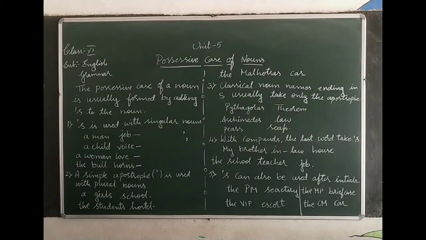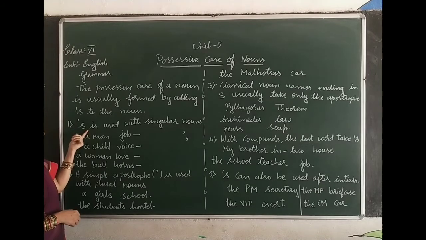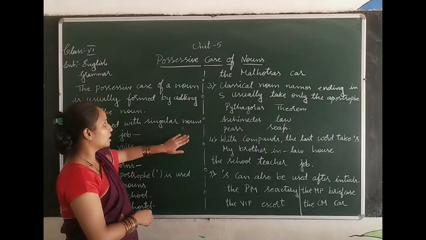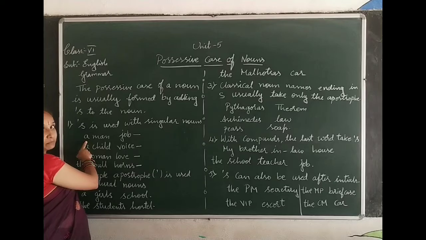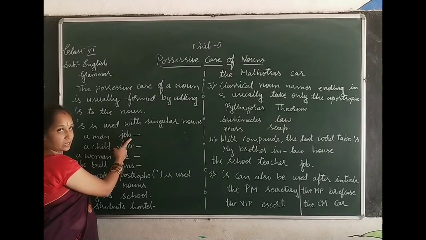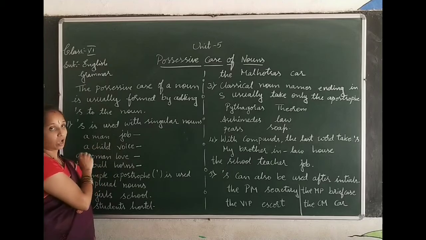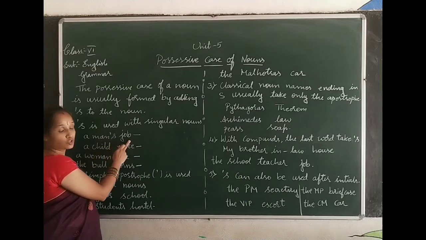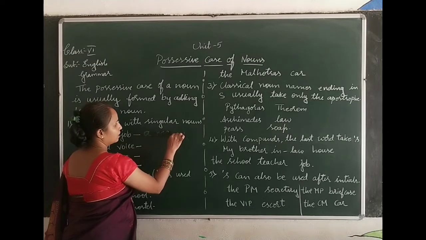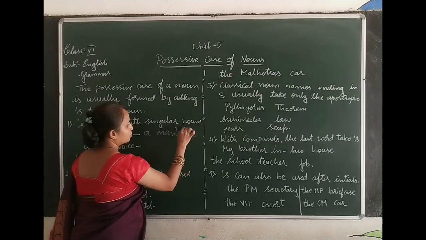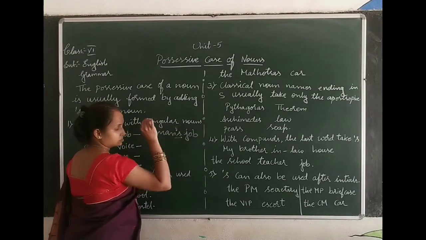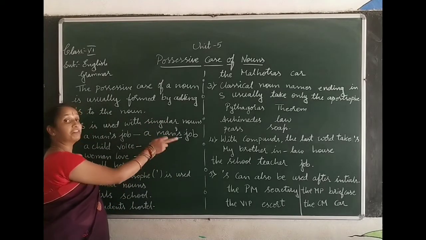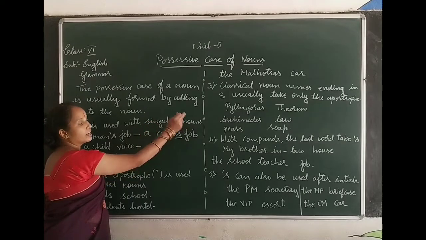The first case: apostrophe s is used with singular nouns. How should we use it with singular nouns? Example: a man, job. Man is a common noun. For this, apostrophe s: a man's job. You can observe the apostrophe s. This is how we must write for singular nouns.